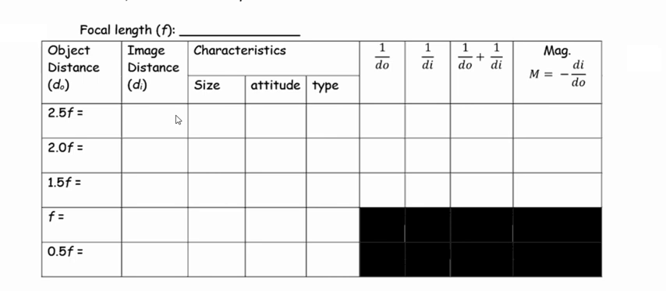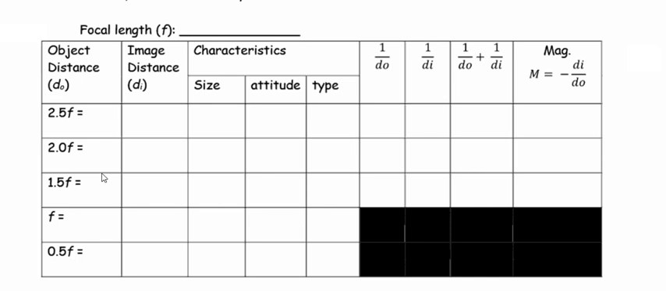It'll tell us. And then size: is it going to be larger or smaller? So we're always talking in terms of in relation to the object. Is it going to be larger or smaller than the object? Attitude and type. Now I can't really talk about that because that's what you're supposed to look up, right?